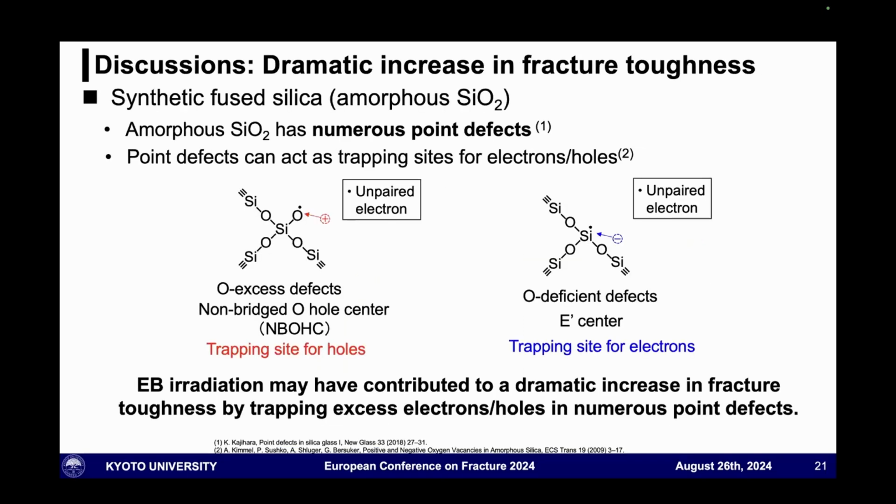However, in this study, the fracture toughness increases dramatically. This is because of the crystal structure of amorphous silica. Amorphous silica has numerous point defects, and point defects can act as trapping sites for electrons and holes. Therefore, UV irradiation may have contributed to the dramatic increase in fracture toughness by trapping excess electrons and holes in numerous point defects.